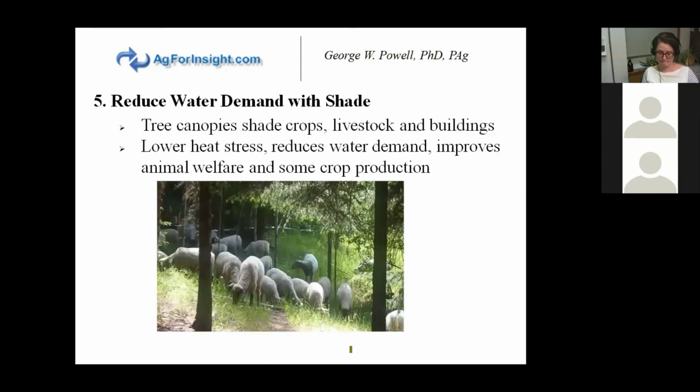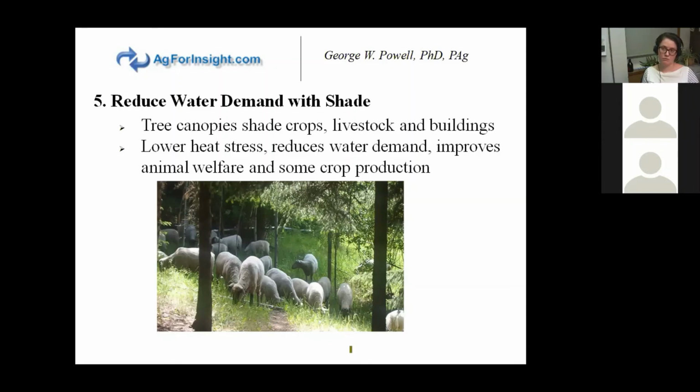Finally, I just want to look very briefly at not necessarily trapping and holding water with agroforestry, but actually reducing water demand. The positive effect of shade. Tree canopies shade your crops, your livestock, and your buildings. This reduces heat stress. It reduces the overall water demand of your farm. It will improve animal welfare, and with improved animal welfare, they're happy to eat and put on weight for you.